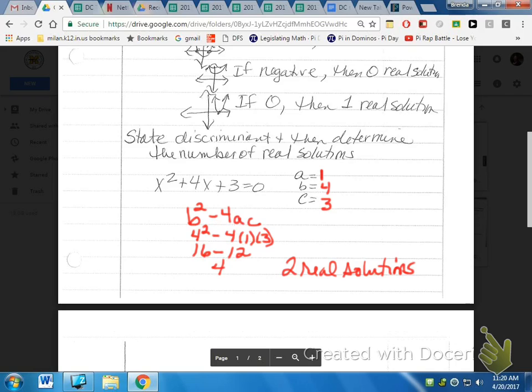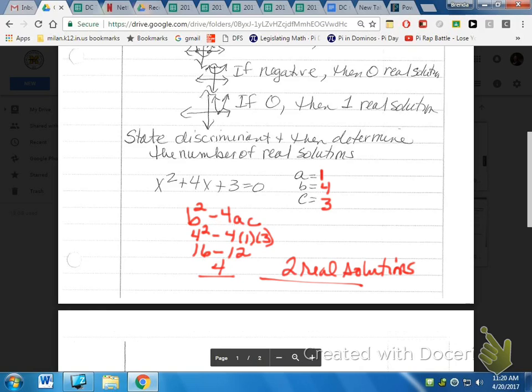So the discriminant is a pretty important part of this. It tells you how many answers you're going to have. You may or may not have to define this discriminant just for the number of solutions. It depends on what the directions say on particular problems.